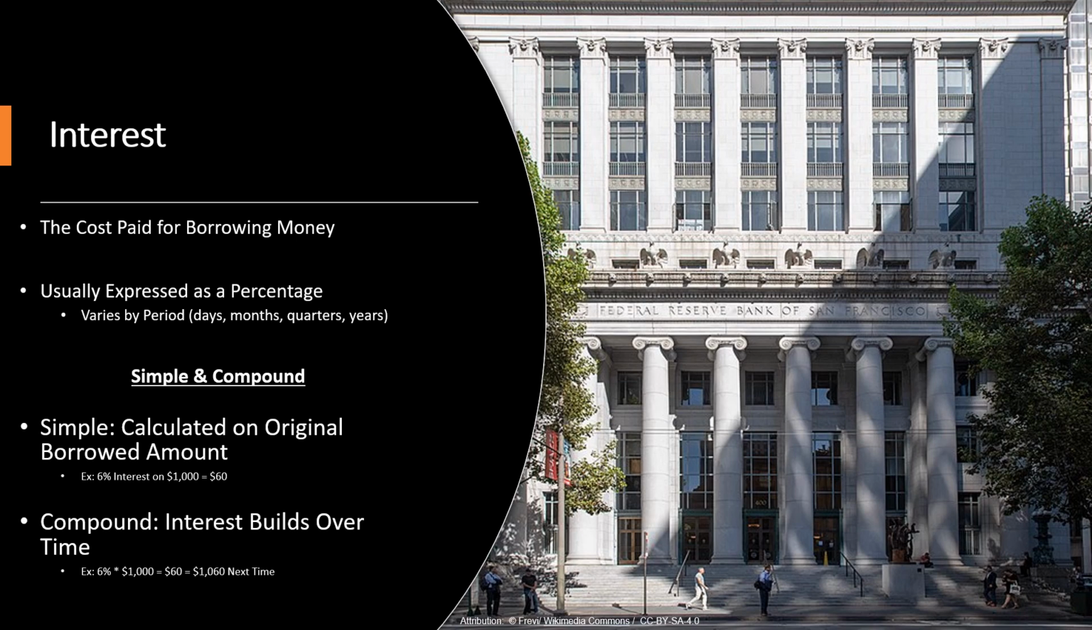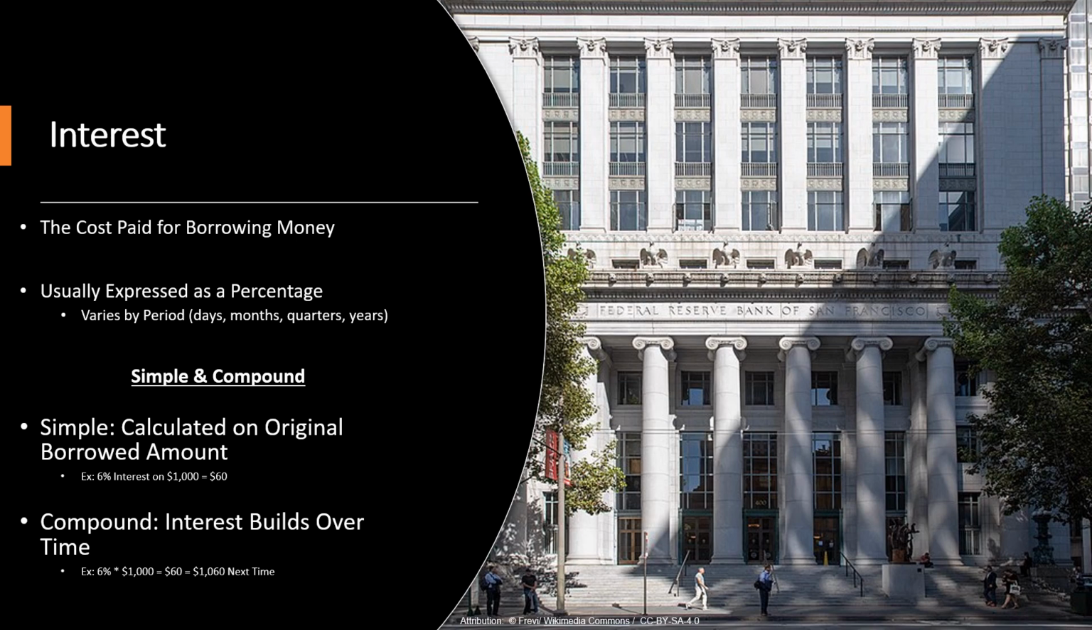Simple interest is simply that. It is interest calculated on the original borrowed amount. So for example, 6% interest on a $1,000 loan is $60. So when the loan comes due, you will owe $1,060.